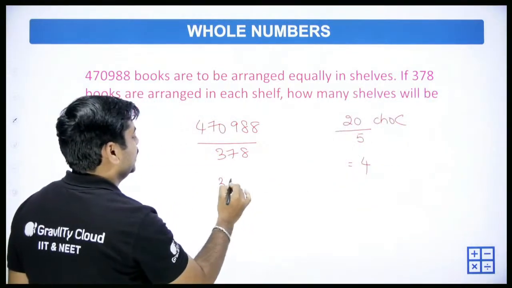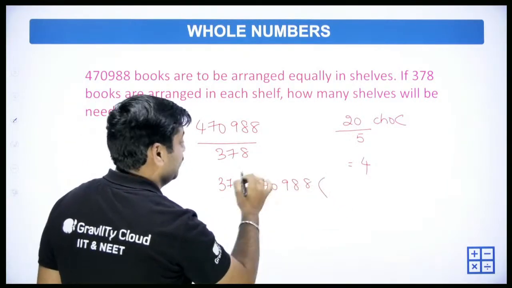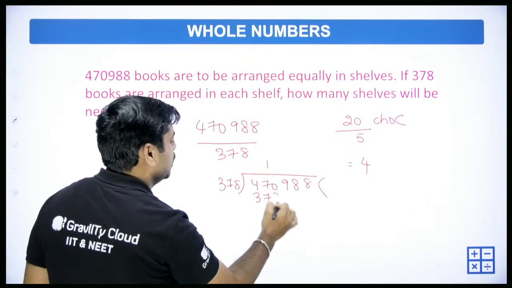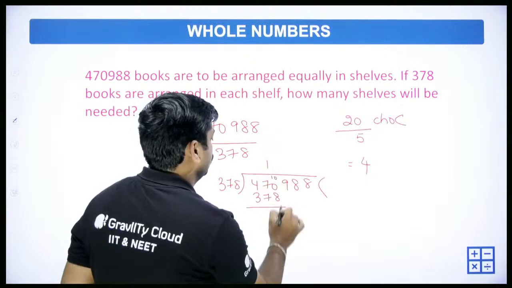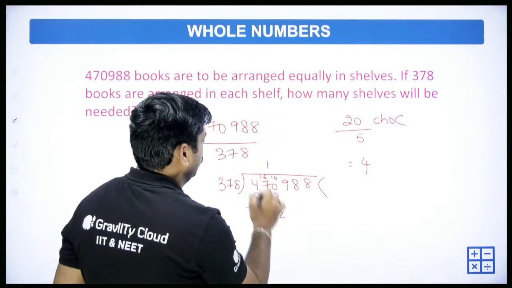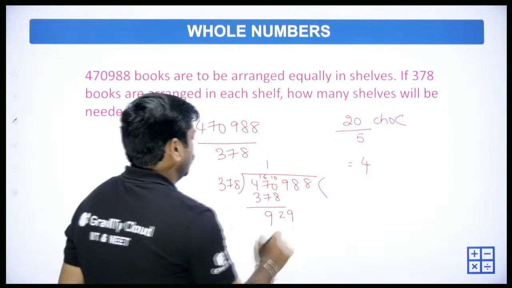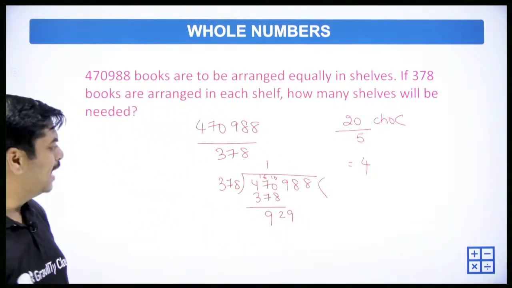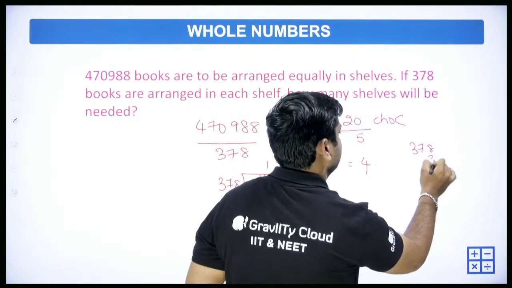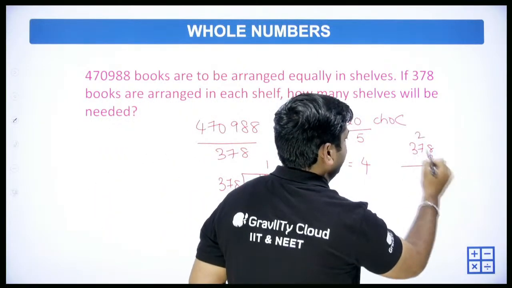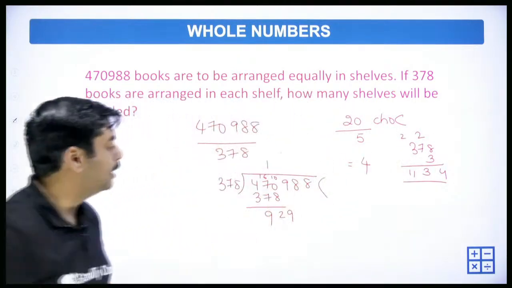So it is 378 and we have 470988. 378 once is 378, so we need to find the difference between these two first. 10 minus 8 is 2, 16 minus 6 is 10, so it is 92. Then we have 9. So 378 into twice or thrice? Let me check 378 into 3 times. 3 8s are 24, 3 7s are 21, 20, 23, 3 3s are 9, 10, 11. It's way beyond the number, right?